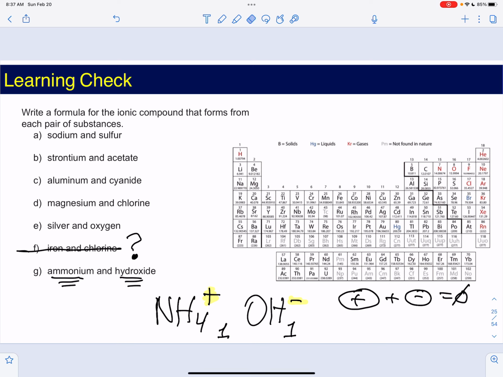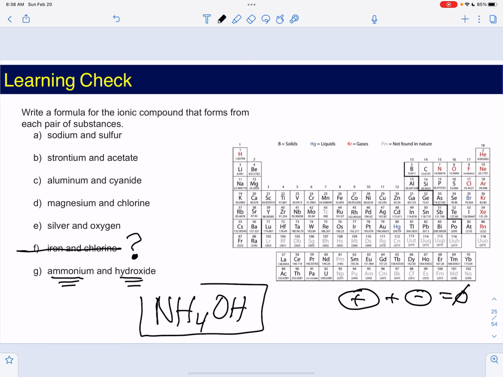I want to make sure that the charges do not show after I put my compound together. And I want to make sure that you understand that I'm not telling you 41 hydrogens. I'm telling you one NH4 plus and one of that, but we do not put the ones, right? So I do not put the one, so I do not need the parentheses either. So the way to do this would be NH4OH, and that would be ammonium hydroxide.